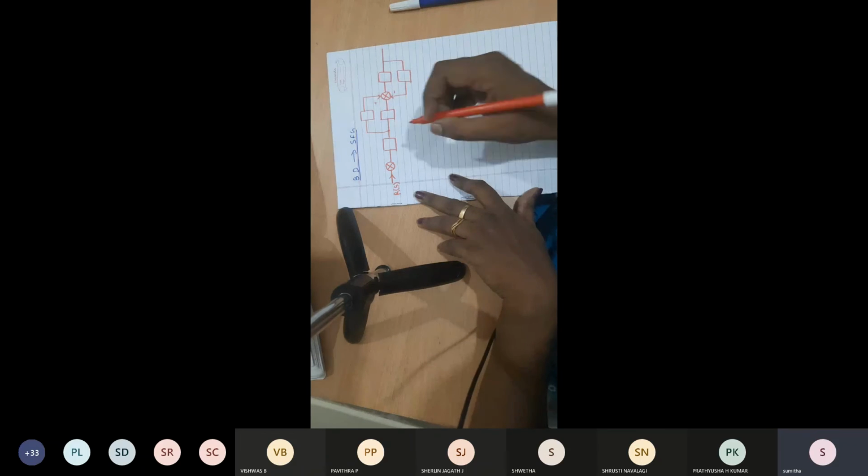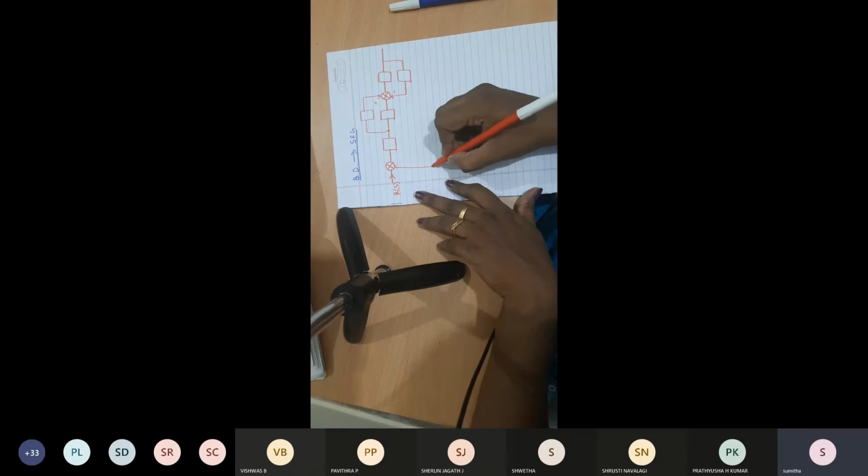You have to draw this graph in your book. This problem, draw it in your book.